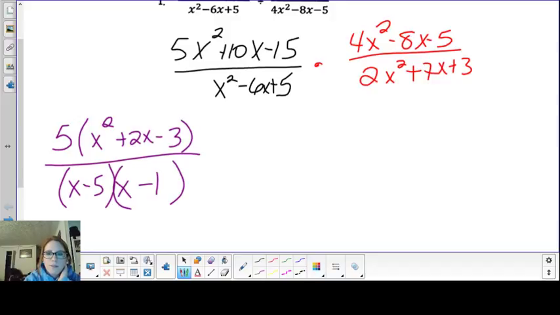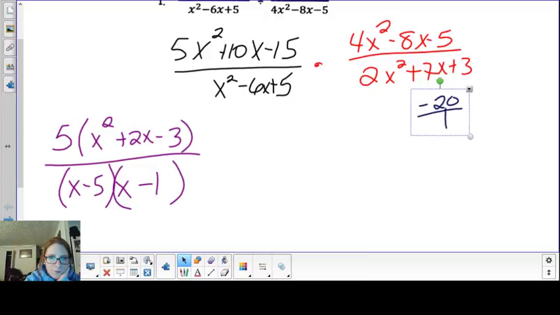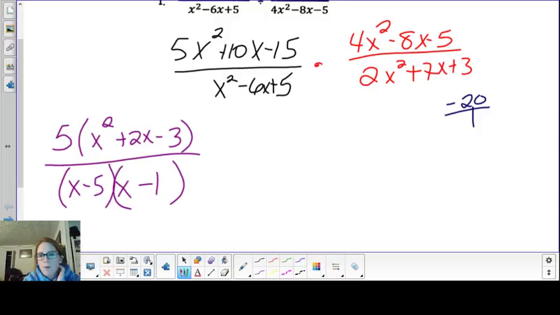So on the top, I notice I can't divide anything out. So I take my 4 times negative 5, which is negative 20. And I ask myself, what multiplies to negative 20 adds to negative 8? I got 1 and 20, which isn't going to help. I got 2 and 10, 4 and 5. That's all I got. So I'm going to use these guys. I wanted negative 10, positive 2.